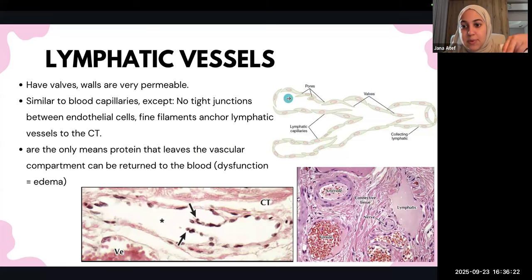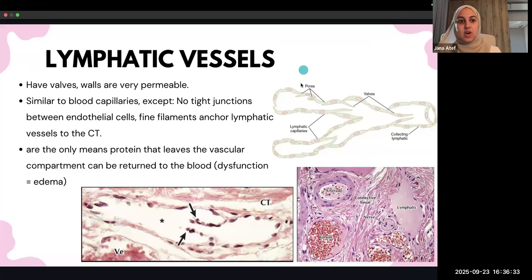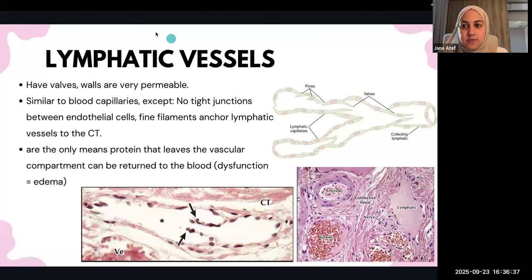Okay, now the lymphatic vessels. Remember when we said you have vessels like the arteries and the veins, you also have the lymphatic vessels, which are very important. So the identifying features for these are what? They have valves. What kind of blood vessel also has valves? Is it an artery or veins? Yes, exactly.